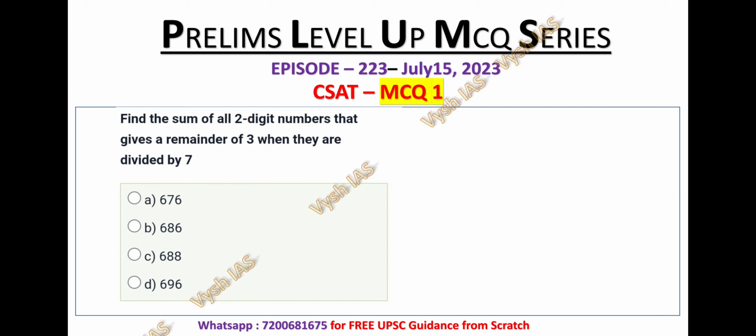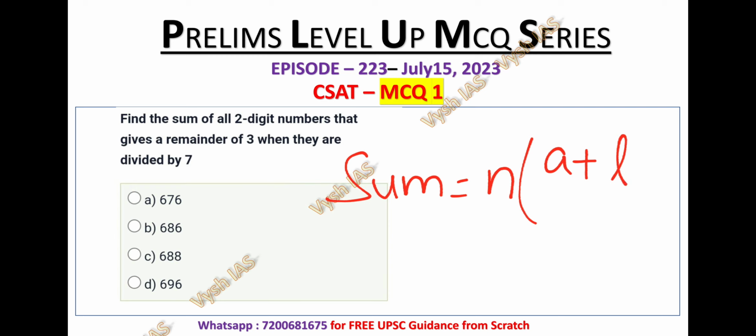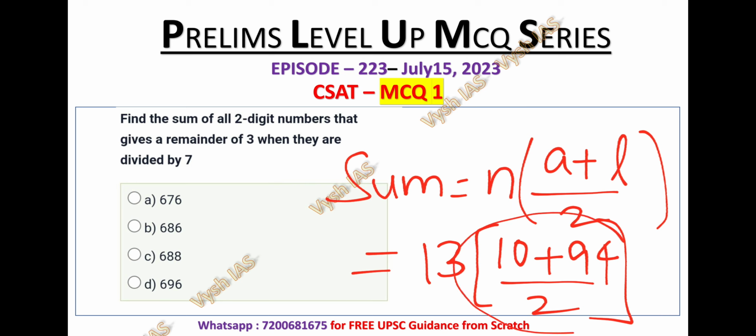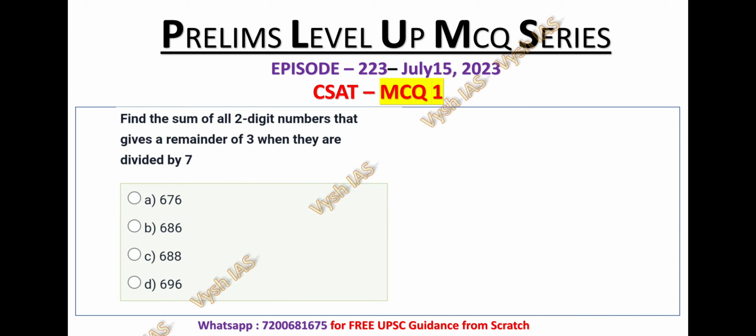These numbers are in an AP series. So the formula for the sum of an AP series is number of terms into first number plus last number, by 2. The number of terms is 13, first number is 10 plus last number is 94, by 2. If you do this, you will get 52. 13 into 52 is nothing but 676. So 676 is there in option A. So option A is the correct answer for question number 1.